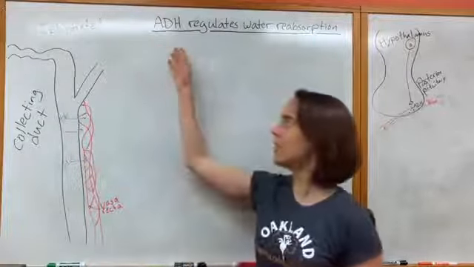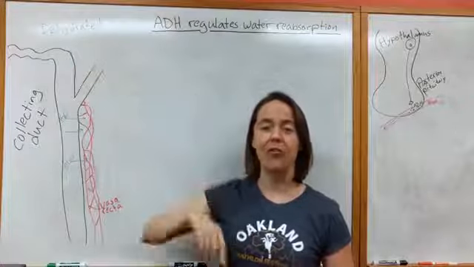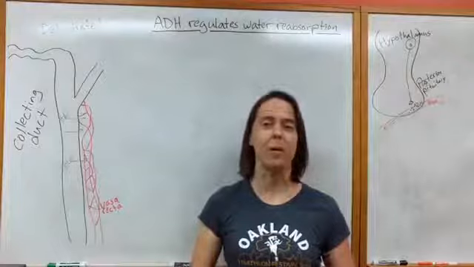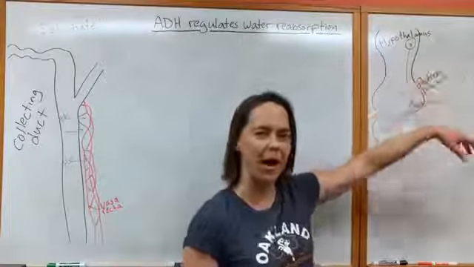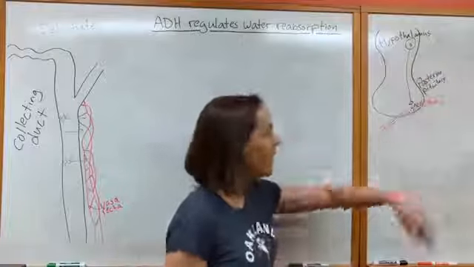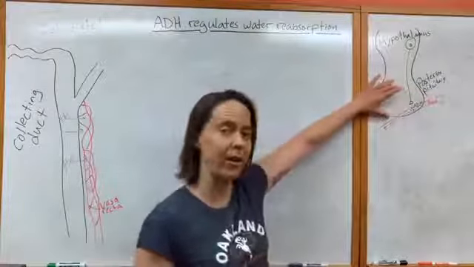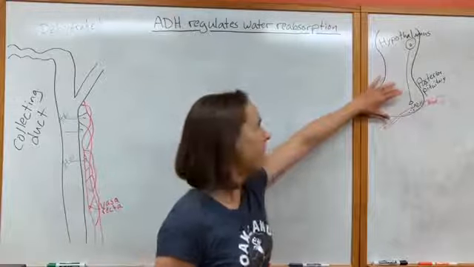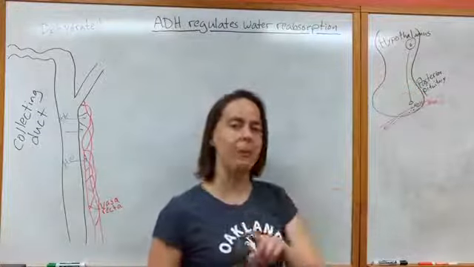ADH is released when we're in these dehydrated situations. And ADH, you may recall, is actually released from the posterior pituitary. So I have that drawn over here just to remind you about how that process works. We went over this such a long time ago. So this is the hypothalamus. This is the pituitary gland, part of the brain. And remember that for the posterior pituitary, it's just a one-step process.